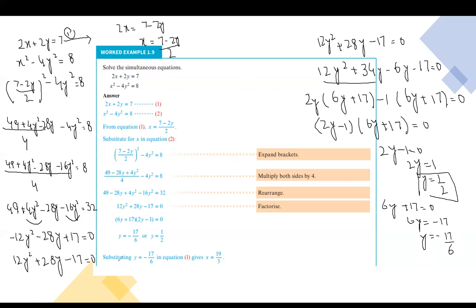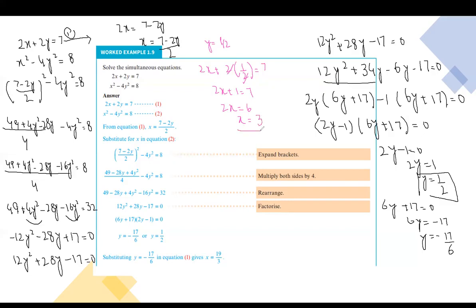So this must be when y equals 1 by 2. So 2x plus 2 into the y value 1 by 2 equals 7. The 2 cancels out. 2x plus 1 equals 7. So 2x equals 6. Then x equals 3.